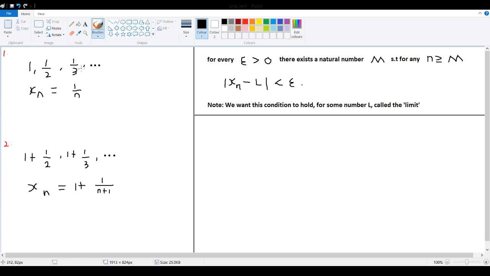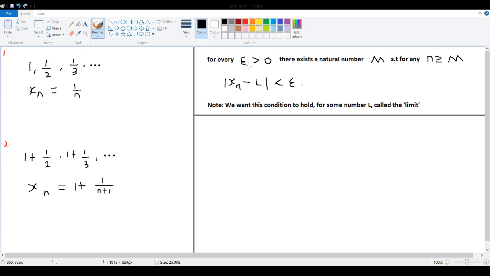That's an interesting idea. So let's have a look at what the actual definition of a limit is. It says, for every epsilon greater than 0, there exists a natural number, m, such that for any n greater than or equal to m, we have absolute value xn minus L is less than epsilon. And we want this condition to hold for some number L called the limit.